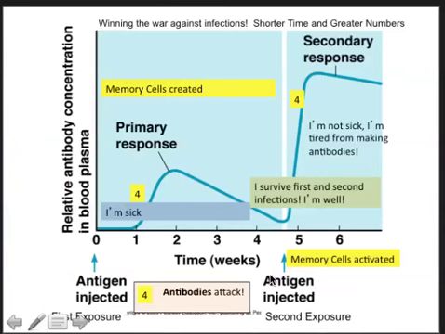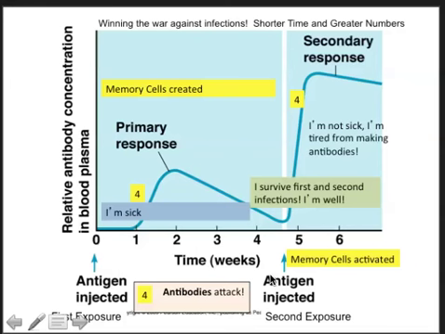And what you're looking at here is just an example of how the response to an infection differs the first and the second time that you're exposed to the exact same pathogen. What happens with the primary response is it takes up to 2 weeks to generate sufficient antibody to really begin to knock out the invader.